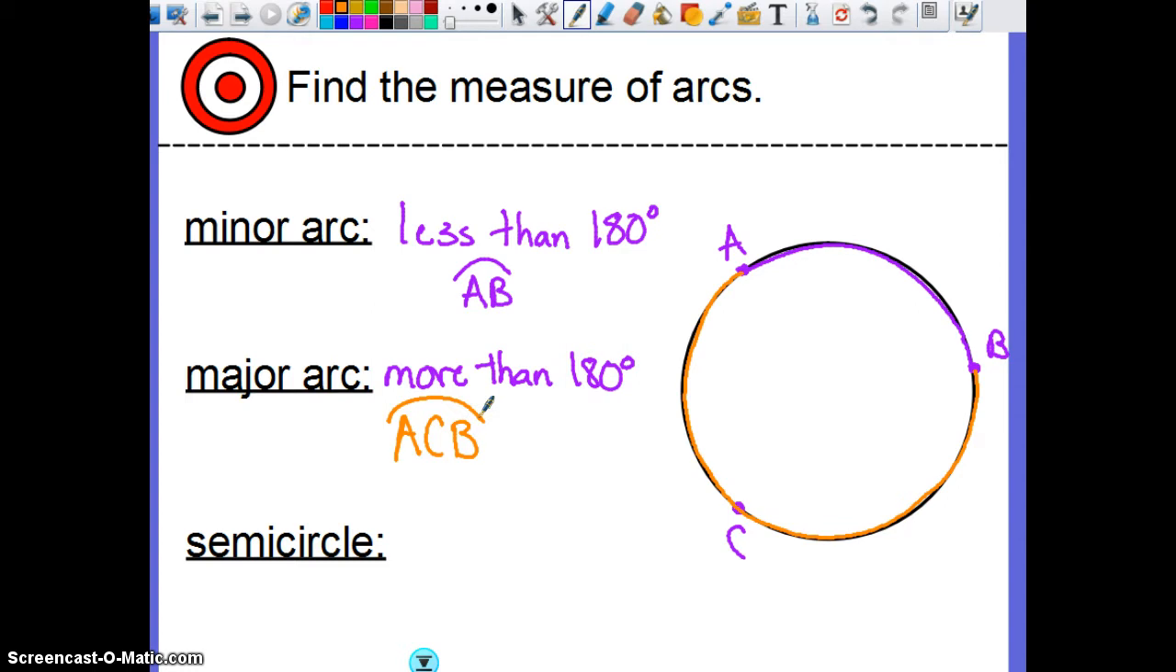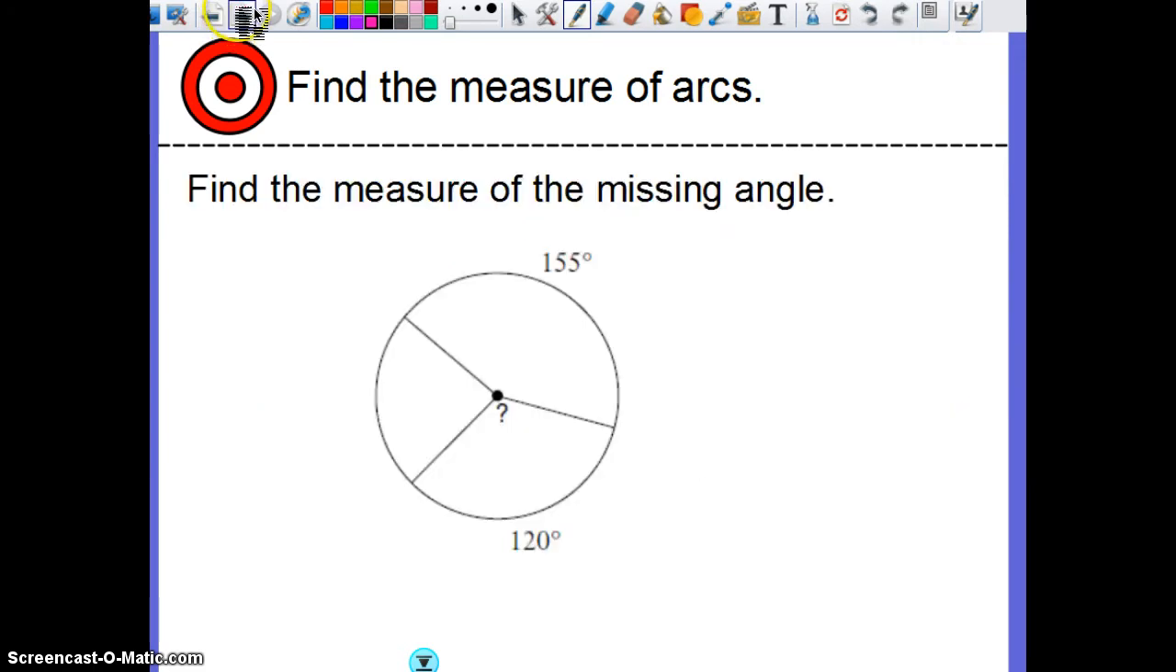Okay? Now a semicircle. Semicircles are half of the circle, so they are exactly 180 degrees. And they're formed by a diameter, because the diameter bites off half the circle. So if I have my diameter here, goes to the center of the circle, that means that this, in pink there, that's a semicircle. It's half the circle.